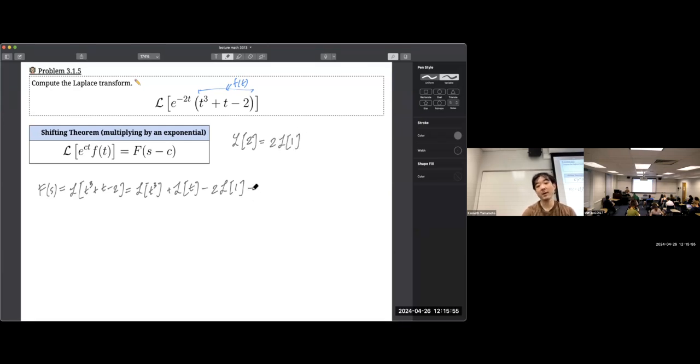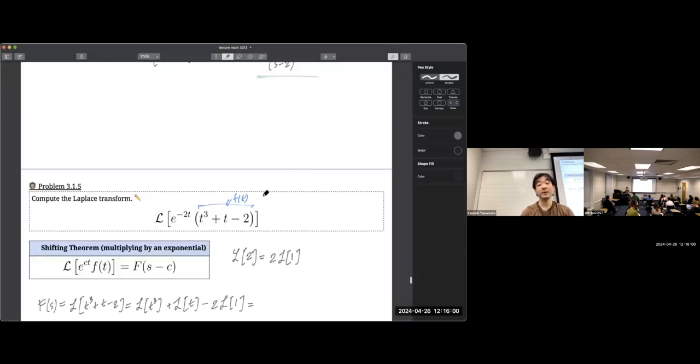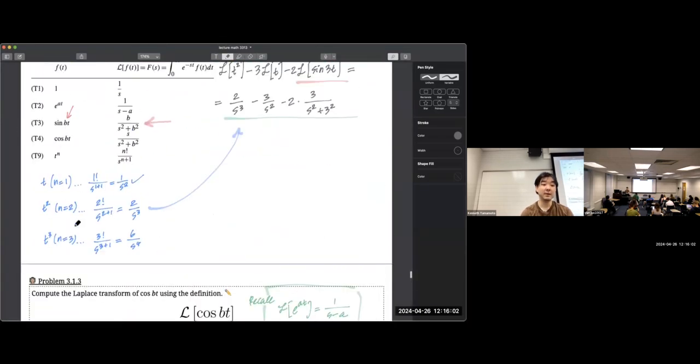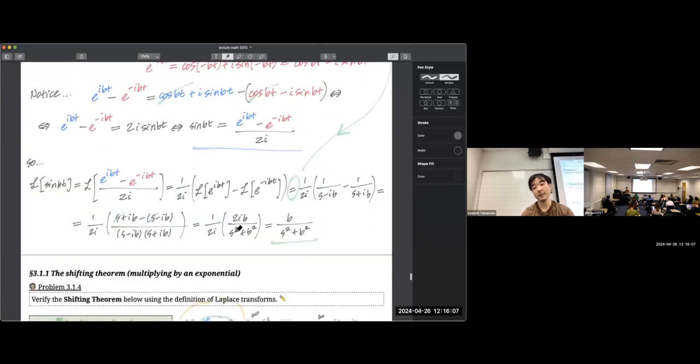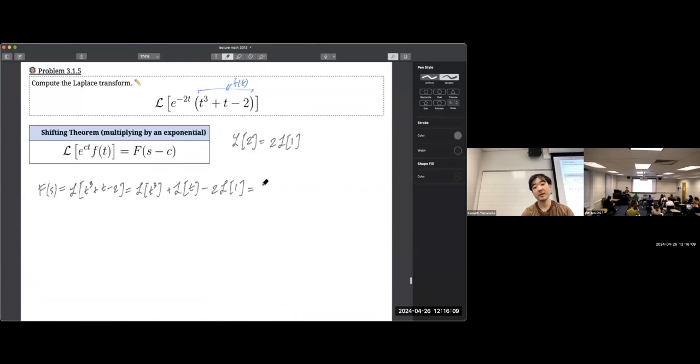Because the Laplace transform of 1, we know those. So you apply, from the table, the t cubed case is right here. T cubed is 3 factorial over s to the 4th, so it's going to be 6 over s to the 4th. So we have that. Laplace transform of t is just 1 over s squared. We did that one by hand. And then, of course, the Laplace transform of 1 is 1 over s, but we have a minus 2, so it's going to be 2 over s. That's the Laplace transform of this.